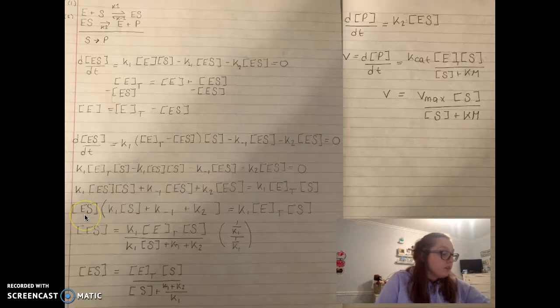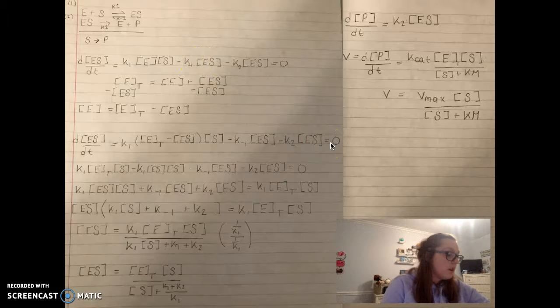So now we're going to take this concentration of E, and we're going to substitute it back into right here. So then this stays the same, equals K1, times, instead of the concentration of E, the concentration of E total minus the concentration of ES, times the concentration of S, minus the rest, which is the same, which you see here, all equaling 0.